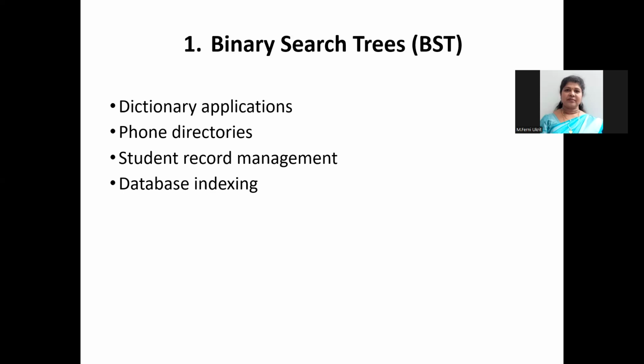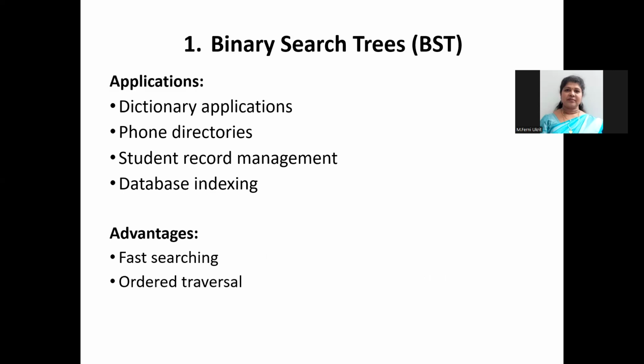And the applications are the dictionary. We can tell a few applications like dictionary, phone directories, student record management, and database indexing. So we'll be seeing this one by one. And the advantages of this binary search tree will be fast searching, since it is in an ordered way. Traversal, that is visiting a node, is also very easy. And whenever you want to update, since it is already arranged in an ordered way, you can update it efficiently also.